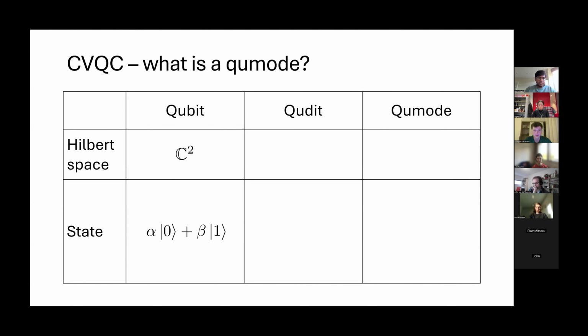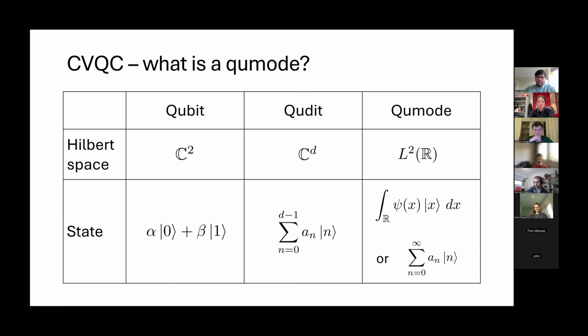So what is continuous variable quantum computing? We all know that a single qubit is a two-dimensional quantum system, and you can represent the state of that system with a superposition of ket 0 and ket 1. When you generalize to qudits, you get a d-dimensional system, and your arbitrary state is a superposition of d basis states. Now, when you generalize to infinite dimensions, you get a qumode, and the Hilbert space there is L2 of R. There are two ways you can write the most general state.